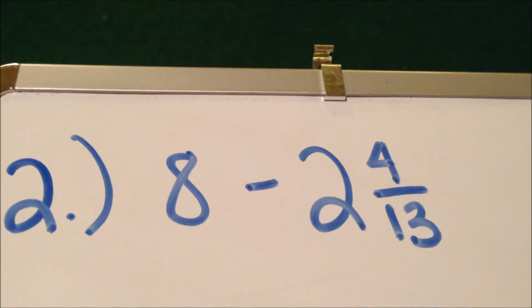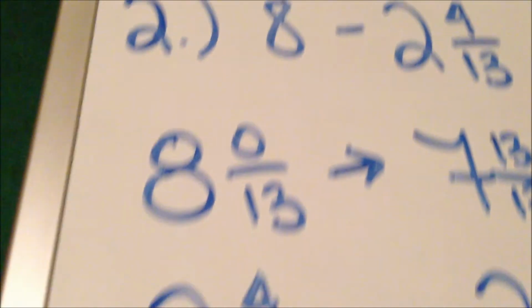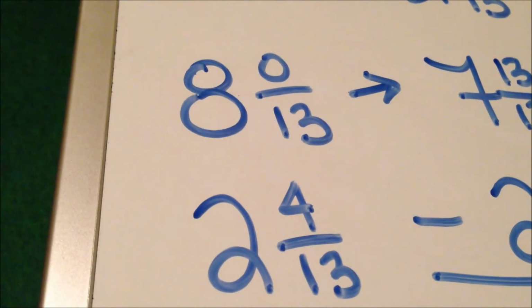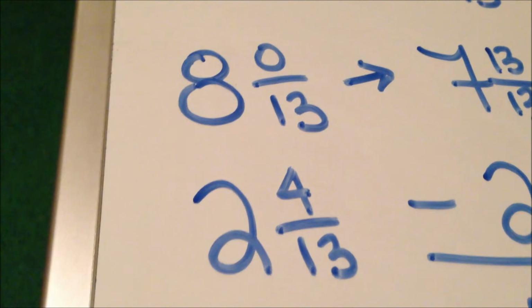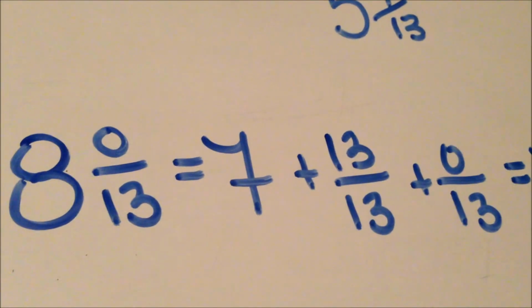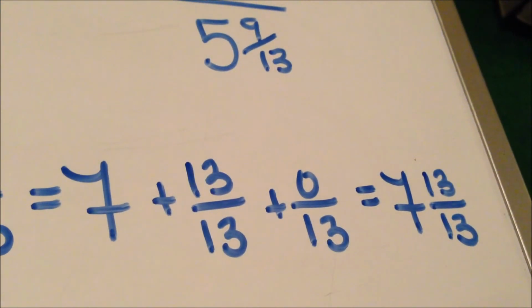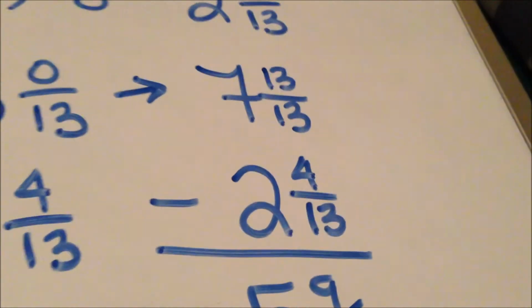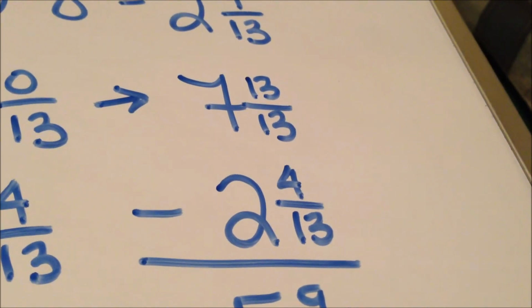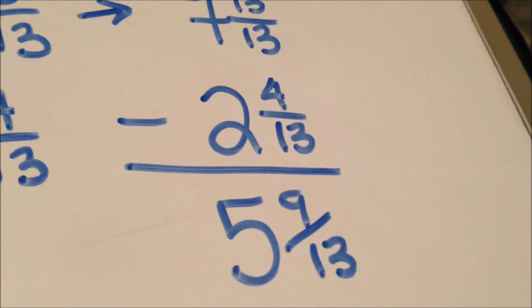Okay, number 2, we have a whole number minus a mixed number. So let's write the number 8 as 8 and 0/13. So we have 8 and 0/13 minus 2 and 4/13. Again, 0 minus 4 would give you a negative number, so we have to use the borrowing method. 8 and 0/13 can be broken into 7 plus 1 whole, or 13/13, plus 0/13. That gives us 7 and 13/13. So now we have 7 and 13 thirteenths minus 2 and 4 thirteenths. So 7 minus 2 gives us 5, and 13 minus 4 gives us 9. So our final answer is 5 and 9 thirteenths.